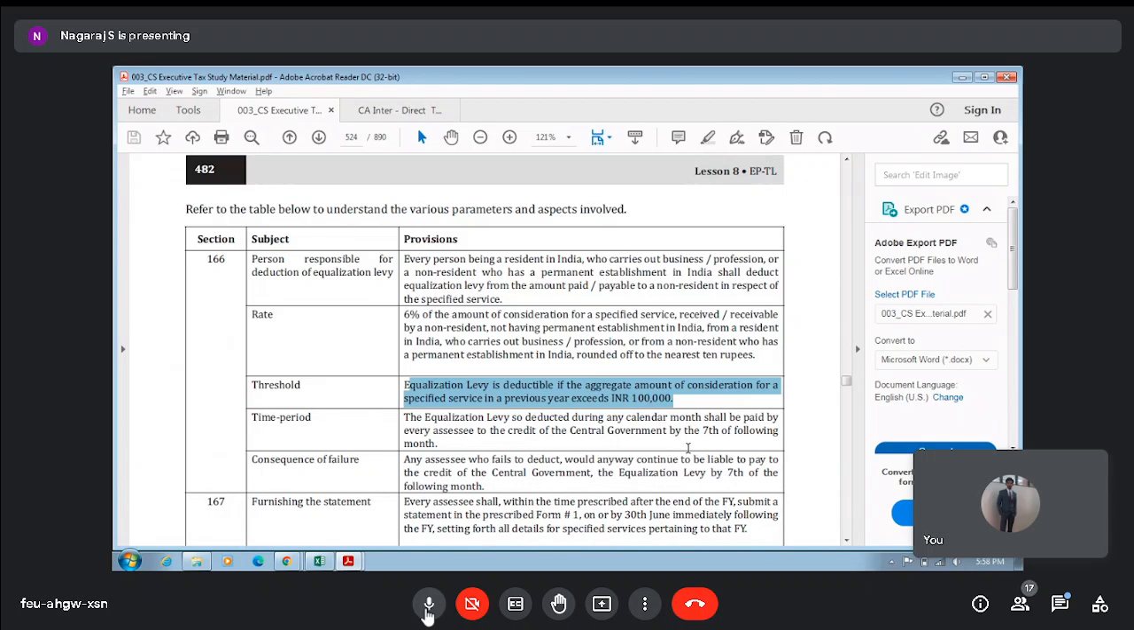Okay, understand this one. Only keep it in mind. 1 lakh amount threshold. If it exceeds 1 lakh, you will have to pay 6%.